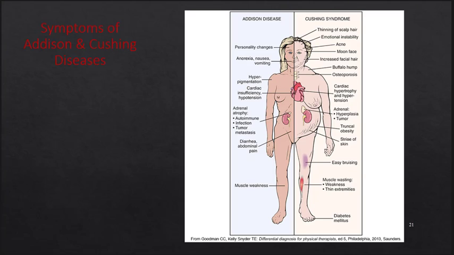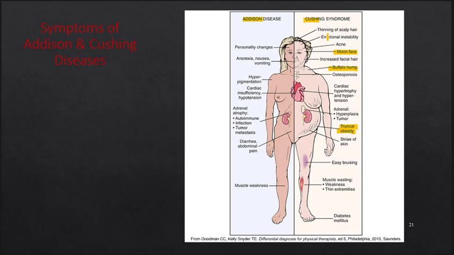This slide shows you the symptoms of both Addison's disease and Cushing's syndrome. Cushing's is actually easier to diagnose, and you could probably tell or assume this just by looking at the image alone, where you see moon face, buffalo hump, truncal obesity. These are common features of Cushing's syndrome, and we had spoken about the deposition of fat in particular areas, so the neck, the face, and the abdominal region.